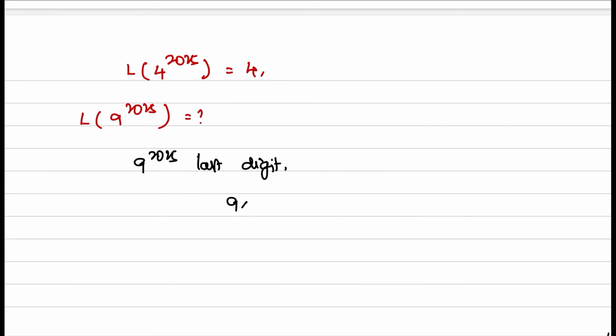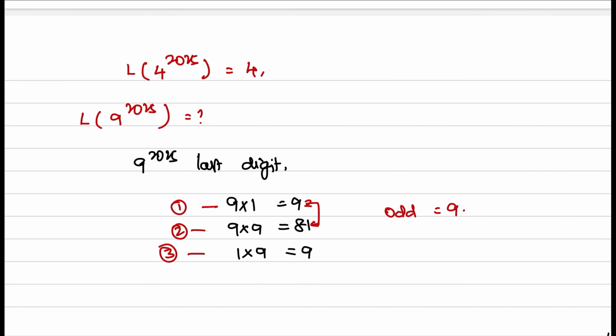This can be 9 into 1 is equal to 9, 9 into 9 is equal to 81, again 1 into 9 is equal to 9. That means it oscillates between 1 and 9. Odd value is equal to 9. This is 1, this is 2, this is 3. When power is odd, this value is 9, the last digit.